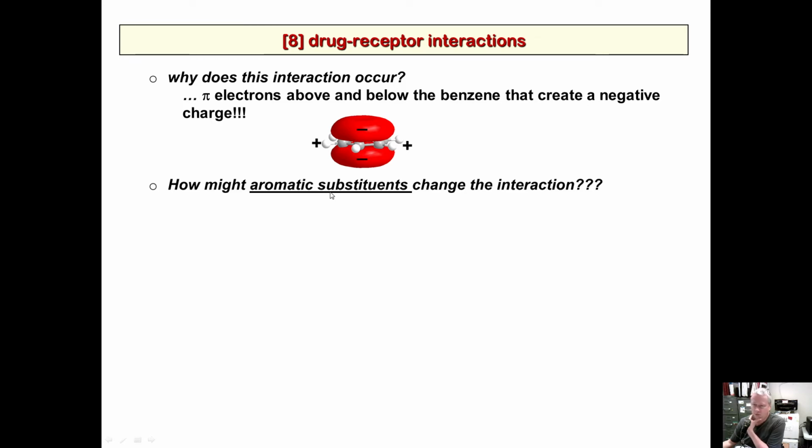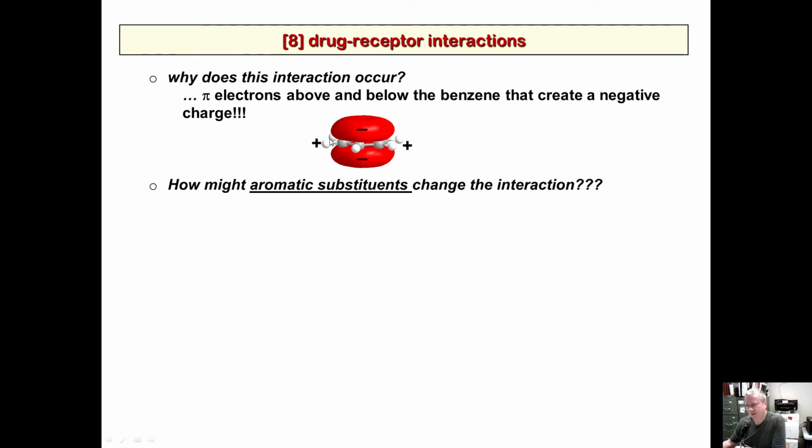So how would substituents potentially change this interaction? Like something on the benzene. Think about that a little bit. If I had attached an X group on here that donated electrons into the benzene, would that make this a more substantial interaction or less substantial?